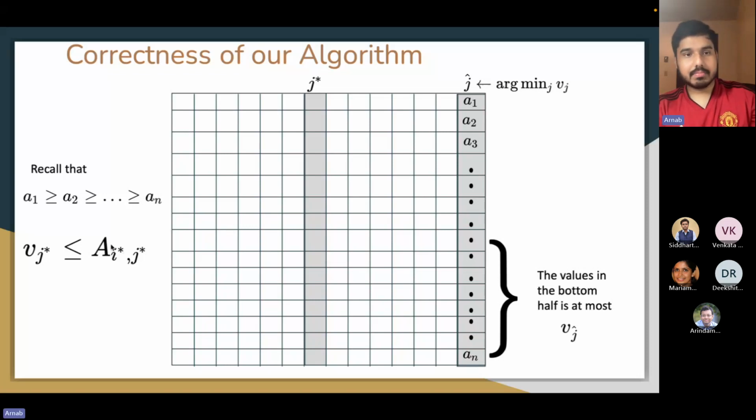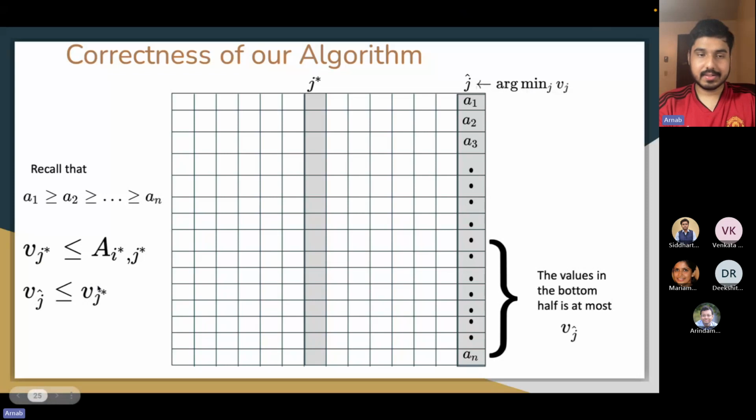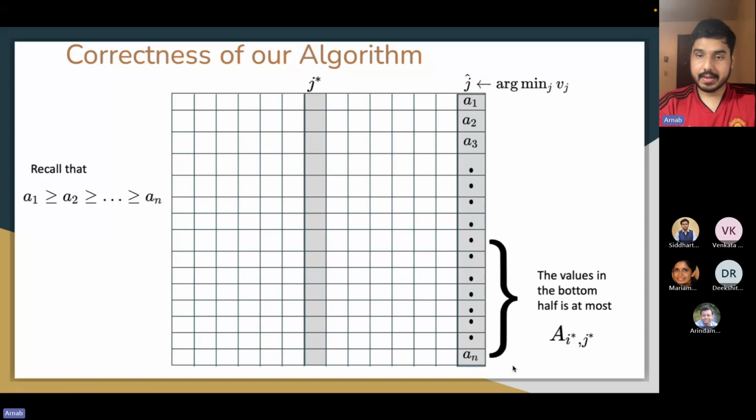As I told you, this i star j star element will be the highest in this column anyway. So this vj star will be less than or equal to A i star j star. Now by definition, this j hat was the argmin of those vj's, so vj hat would be less than or equal to vj star. So these bottom half entries are at most vj hat, and vj hat is essentially less than A i star j star. So these bottom half entries are at most A i star j star.